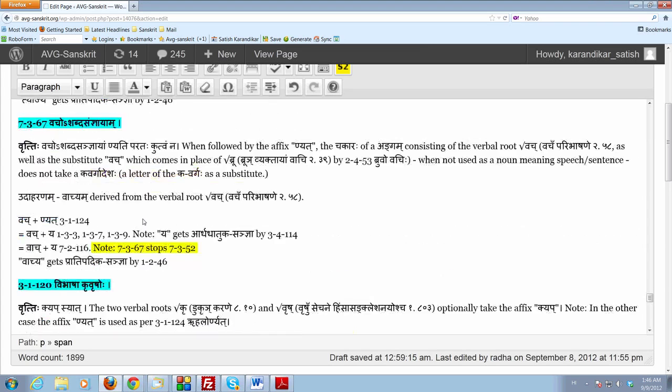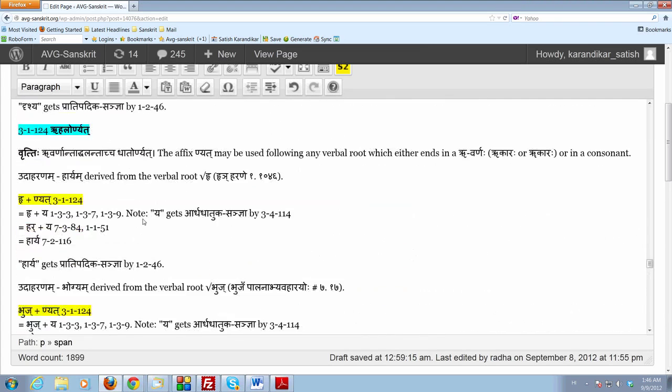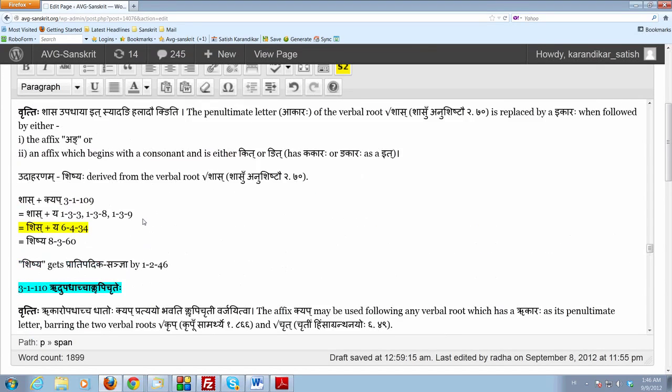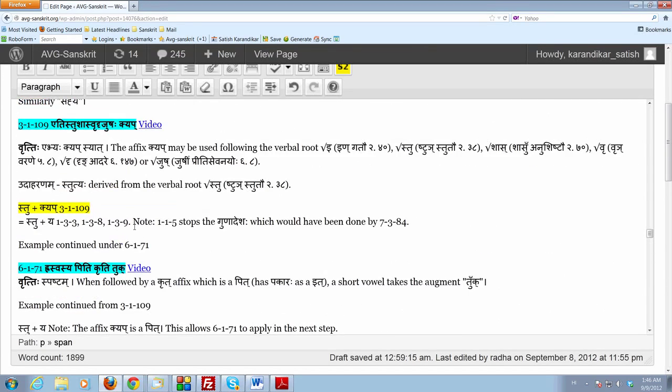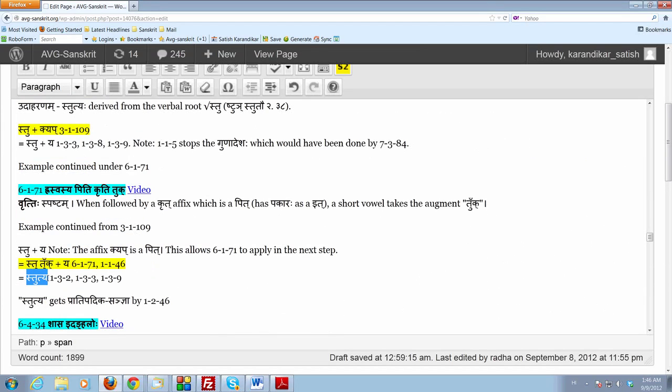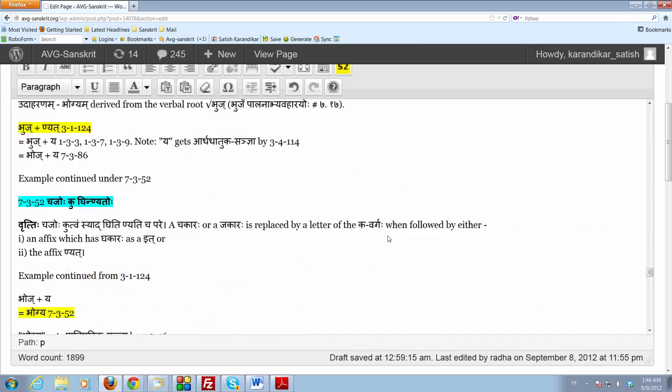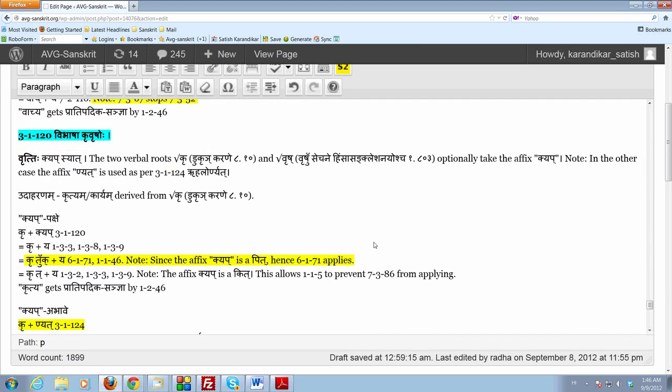The derivation here is basically the same as the derivation that we went through when we derived the form stutya. That was back here when we derived the form stutya, the same derivation, all the same steps. We derive the form kritya. So rasvasya piti kriti tuk, followed by a krita affix which is a pit. A short vowel takes the augment tuk. So the same derivation over here. We get the tuk agamaha adyantau takitau. It goes at the end, after the rasvaha, the rakaraha. So it becomes kru tuk ya.